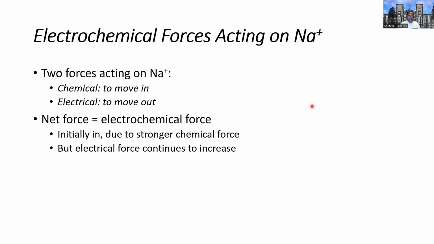All right, so thinking about our two forces acting on sodium, there's a chemical force moving it in, there's an initial electrical force moving it out. And I keep saying initial because initially the chemical force starts out as being stronger. But we want to think about how the electrical force continues to increase, okay?